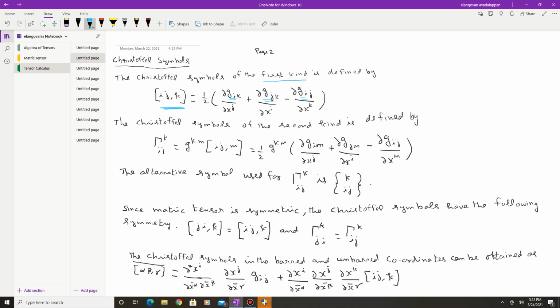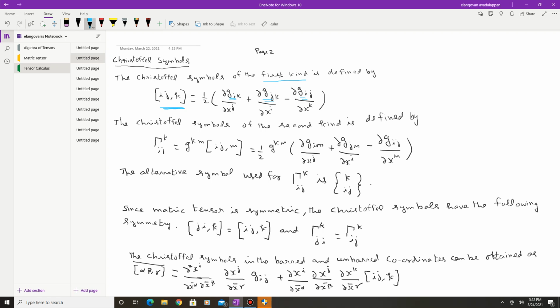The Christoffel symbol for the first kind is defined as half into partial dg_ik by dx_j plus partial dg_jk by partial dx_i minus partial dg_ij divided by partial dx_k. So this is one definition of the Christoffel symbols of the first kind. This g_ij is associated with the metric tensor.